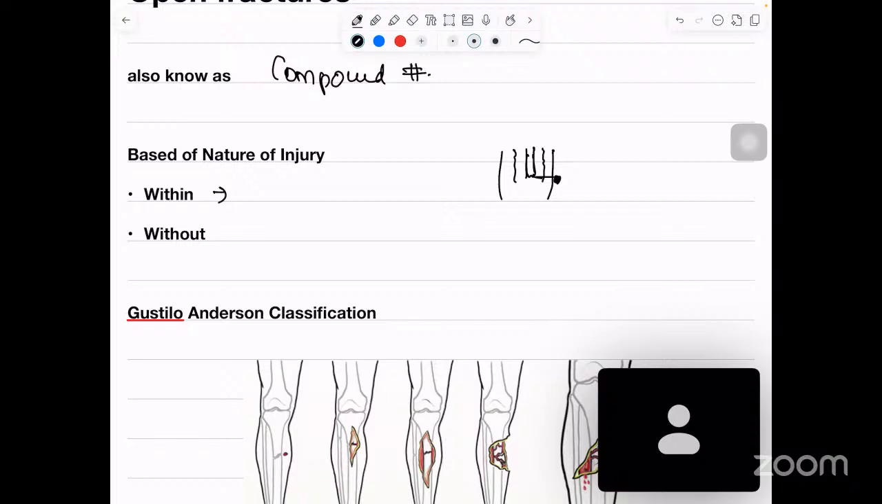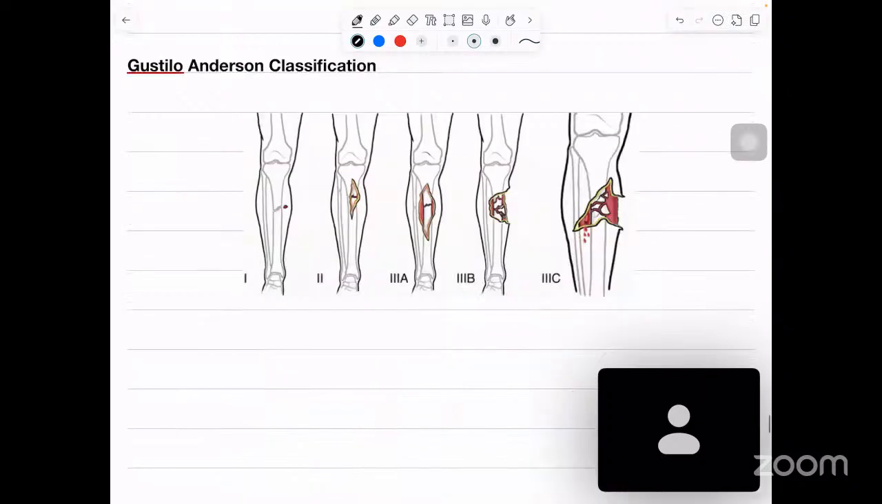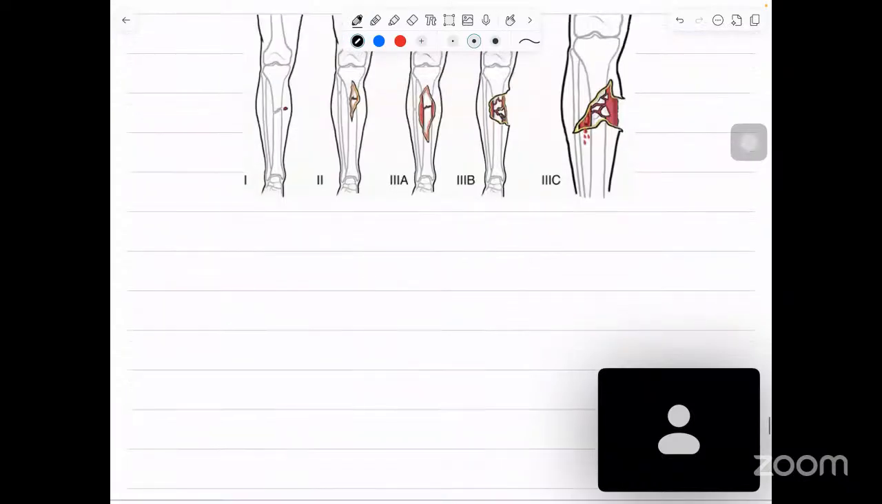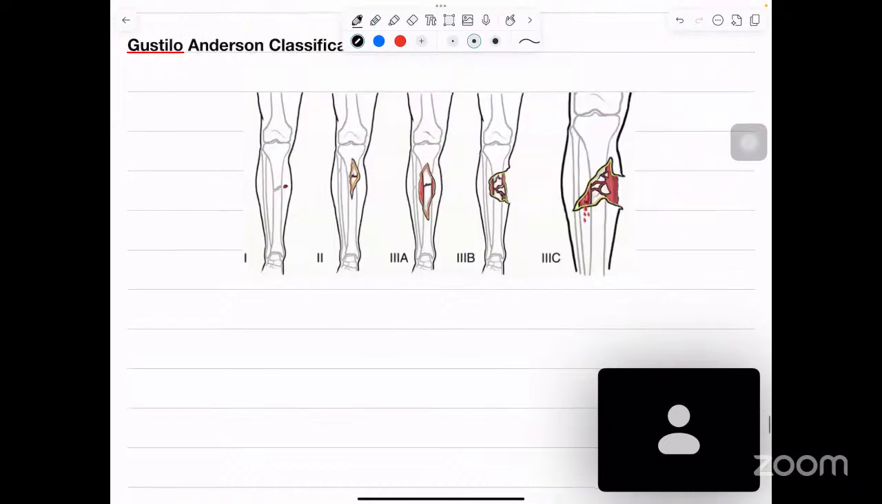Suppose the force of injury is from here, a person traveling on a bike smashed his leg into the median. The skin and muscle will be lacerated and the fracture fragments will be exposed. That is known as without. Based on this nature, we have graded them: grade 1, 2, 3, and 3 is graded as 3A, 3B, and 3C.